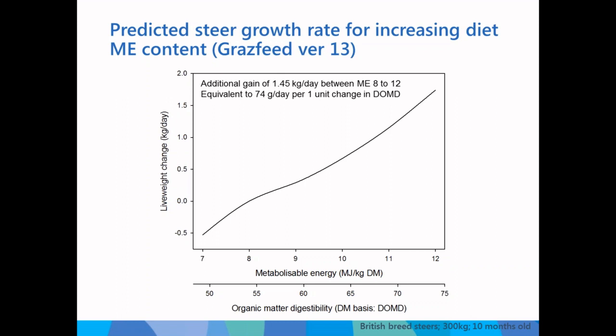What we've predicted here is as ME goes from 7 to 12, live weight change goes from about half a kilo loss almost up to about 1.8 kilo a day gain for a growing steer. So you can see there, ME and growth are directly related. In terms of digestibility, in this example, just changing digestibility by 1% gives you effectively another 74 grams per day gain in animals.